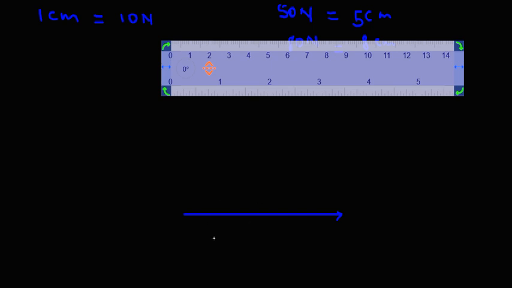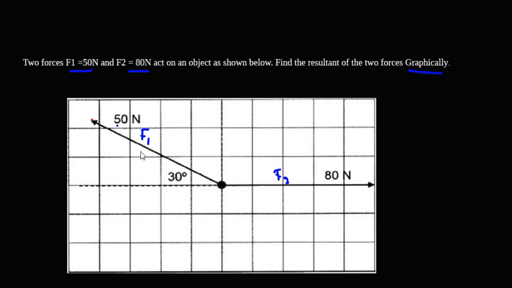Okay, so it must have arrows. So this is 80 newtons. Okay, so now next I want to draw F1. Please note that there is an angle here. The angle is 30 degrees. So this is 30 degrees above the horizontal.